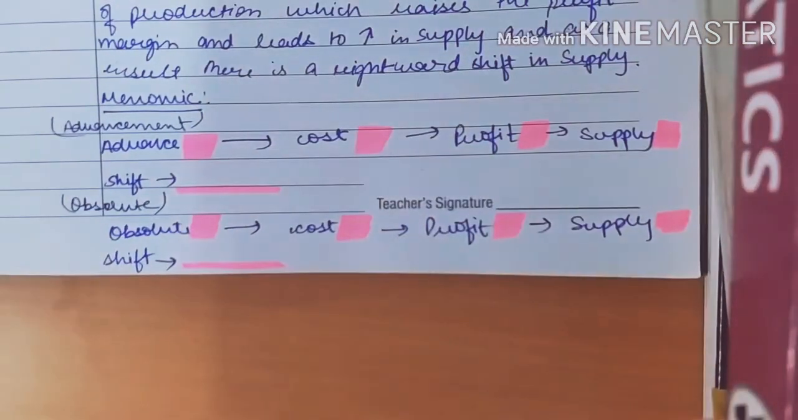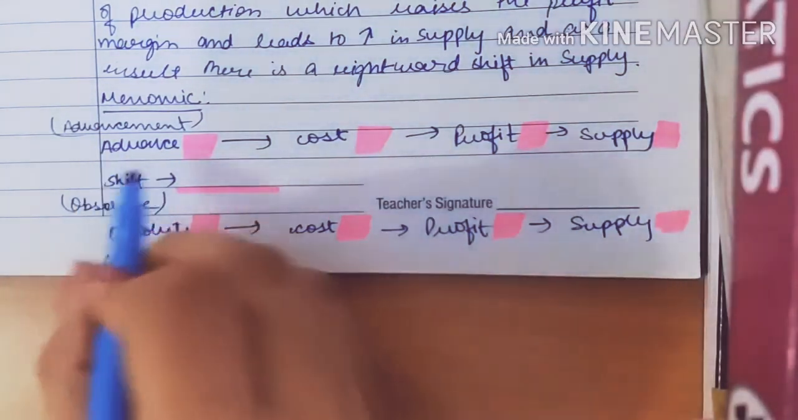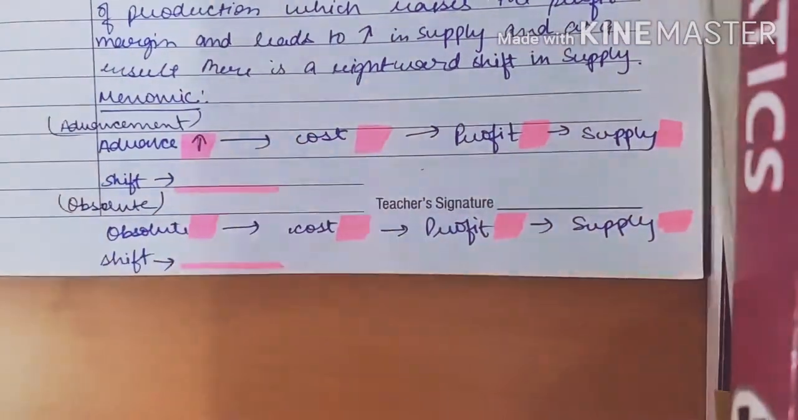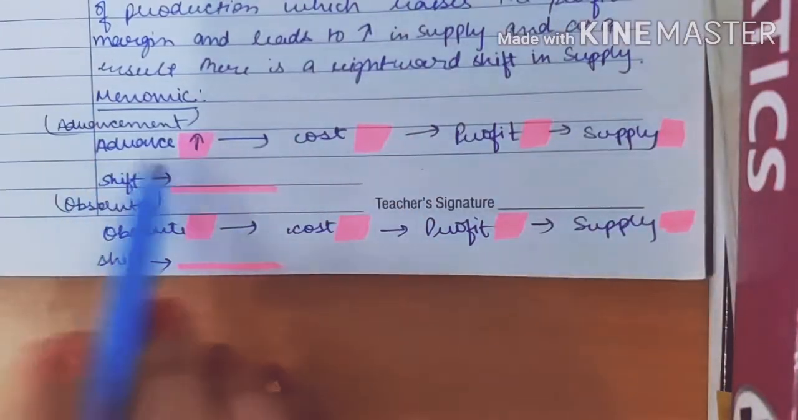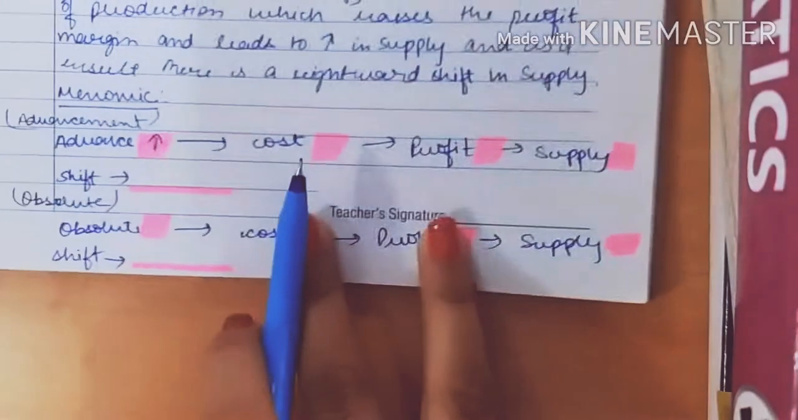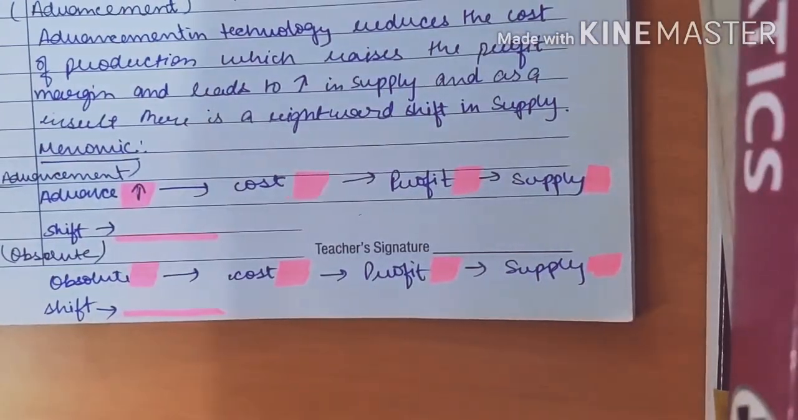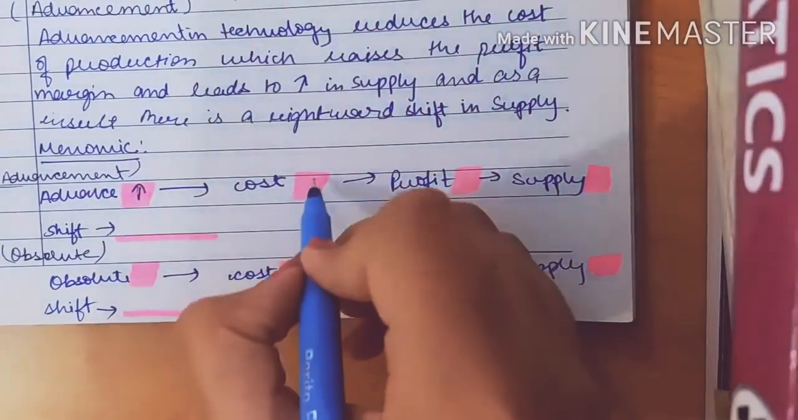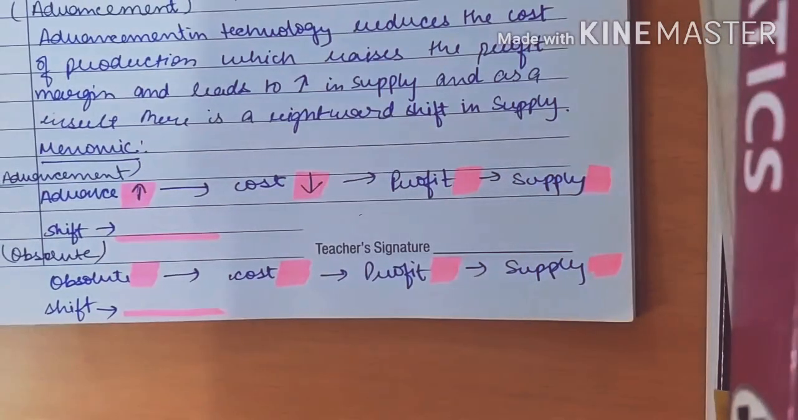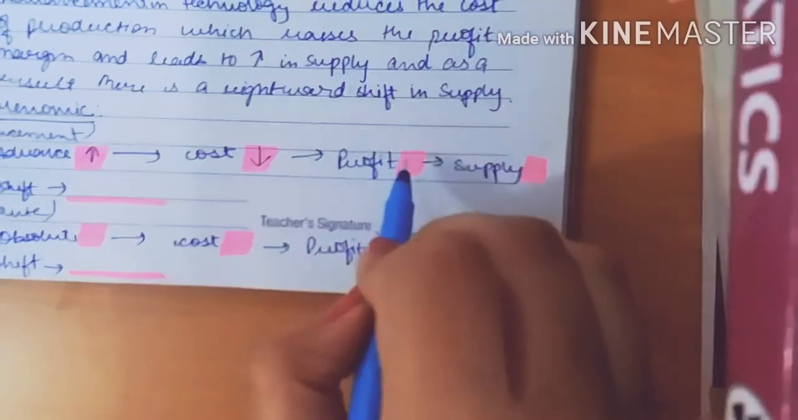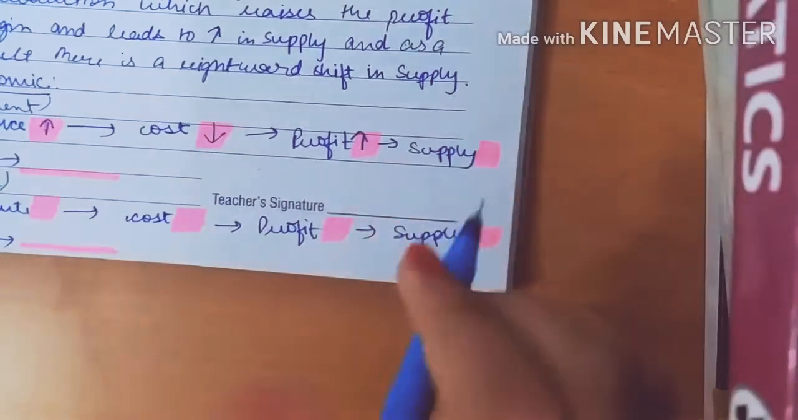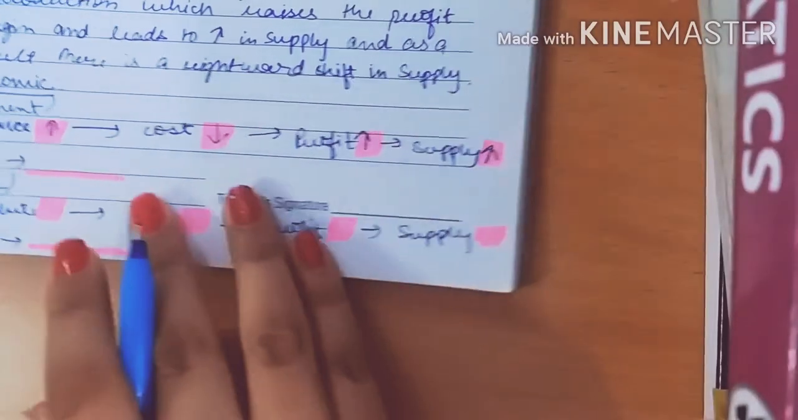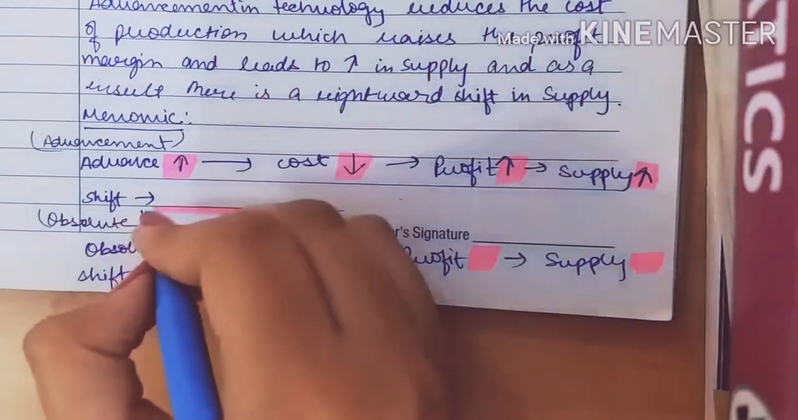Here's the mnemonic. Let's fill it up. Advance means increase. This is not to be written, but advancement means increase. Okay, so it will lead to reduction in the cost of production. So there will be a decrease sign or fall sign. Then the profits will increase and supply will also increase, and there will be a rightward shift.